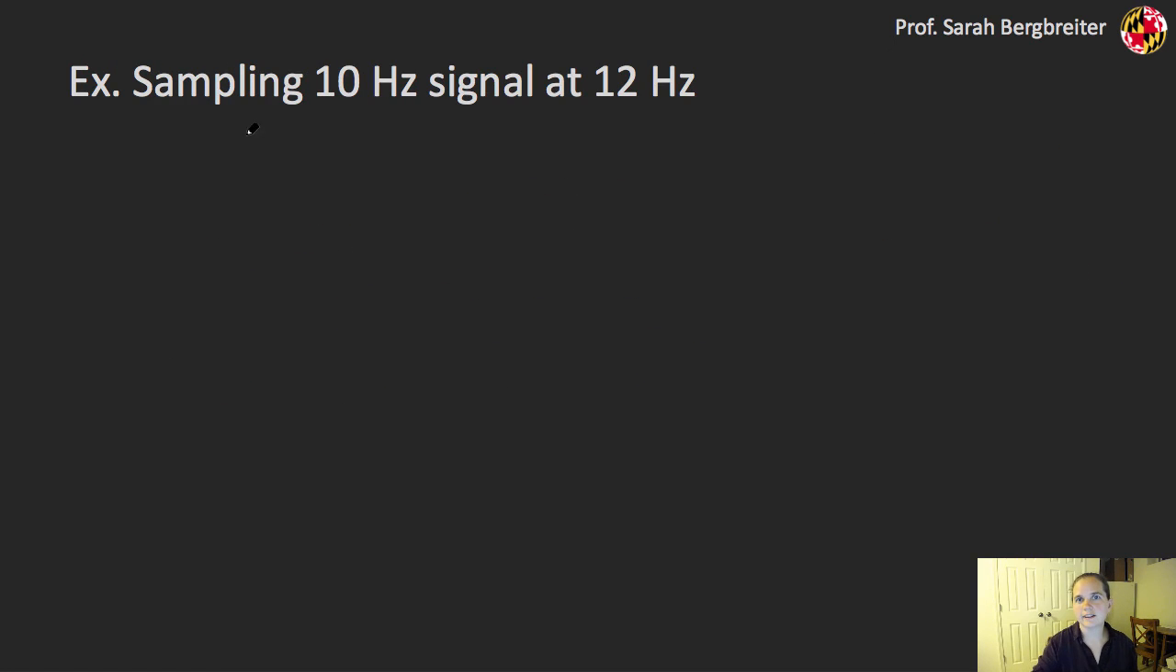And finally, let's look at that specific case that we've been walking through the entire time. I have a 10 hertz signal. I'm sampling that at 12 hertz. So my sampling rate here is 12 hertz. That sampling rate is going to define my Nyquist frequency, which in all cases is going to be half of my sampling frequency. So in this case, that means 6 hertz.